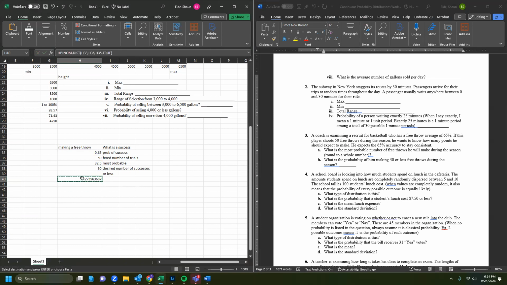And so the probability of 30 or less is going to be 27.35%. But let's look at the most probable for a second. What is the most probable? What we're going to do is calculate the probability of exactly 32 and exactly 33. So equals BINOM.DIST.